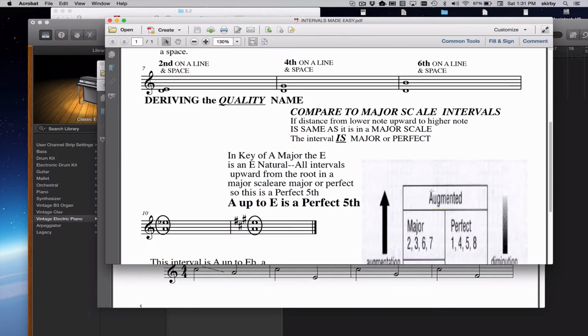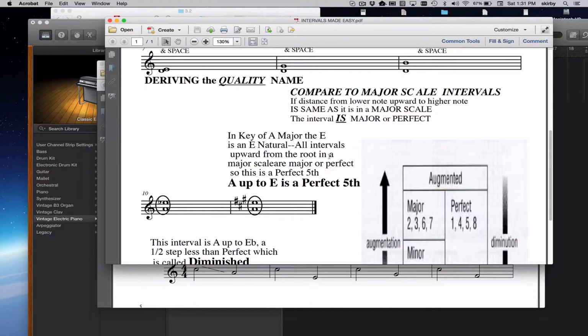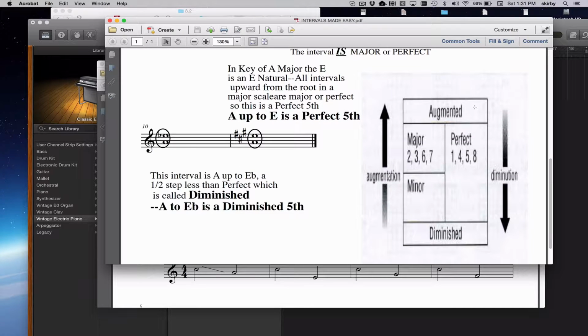The way we derive a name is we remember a very important fact, which is that if we start on the root note, or the note that is the name of the major key, and go upward, all the intervals in the scale will be major or perfect. So if we start on C and we go up to D, well, D is in the scale, so that's a major second, and so on. And we know this by looking at our interval box.